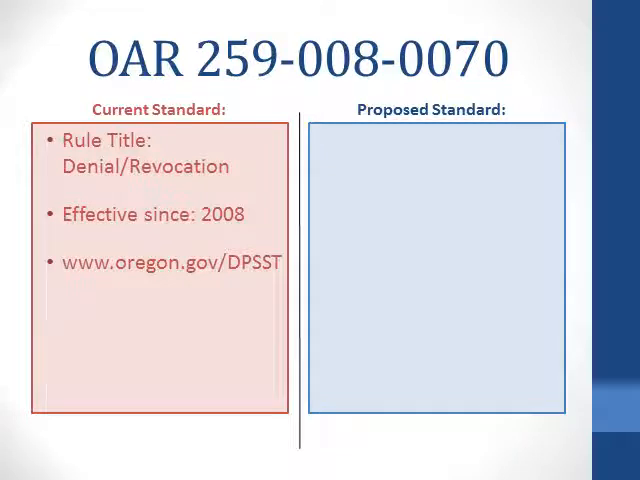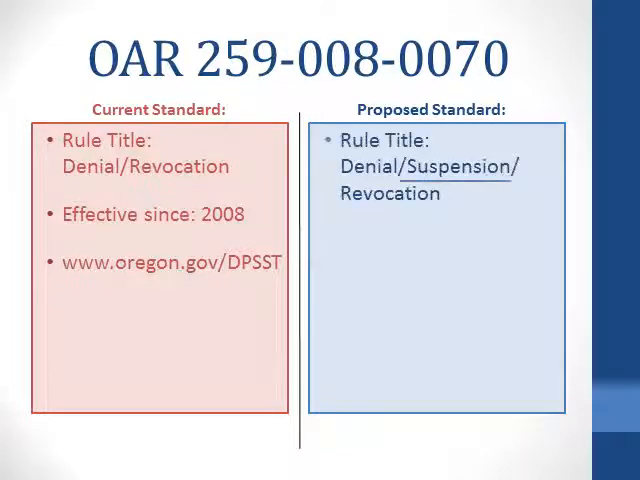The title of the proposed rule has been expanded to include suspension. The reason for this will be discussed later in the presentation. The tentative effective date of this rule is April 1st, 2017. However, please know that this date is subject to the administrative rule process, which may delay or halt completely the implementation of these changes. The administrative rule process will also be discussed briefly at the end of this presentation. The full text of the proposed rule can also be found on DPSST's webpage.